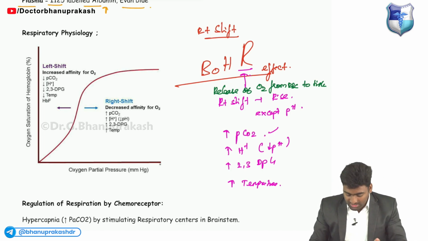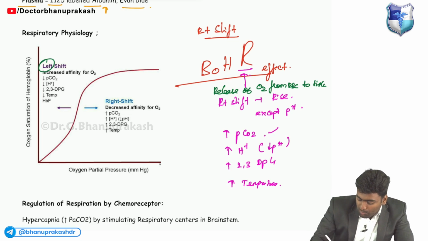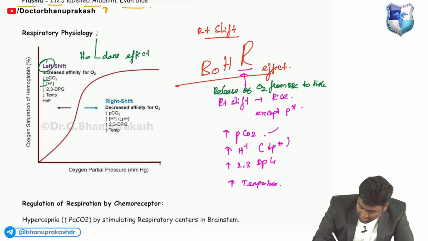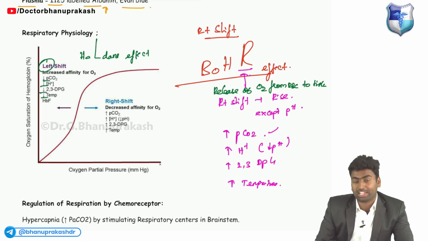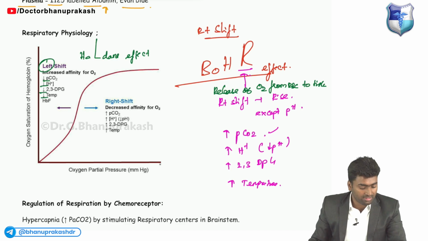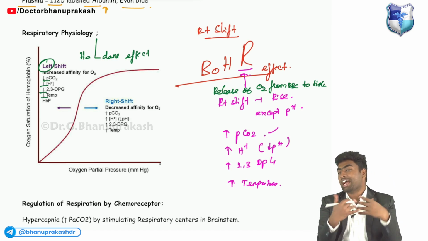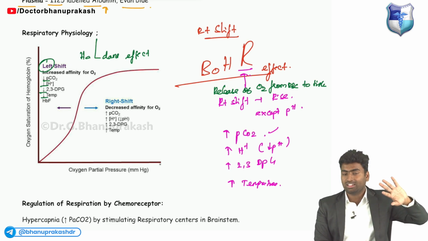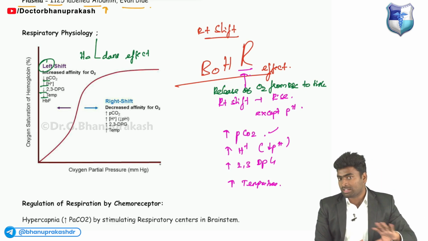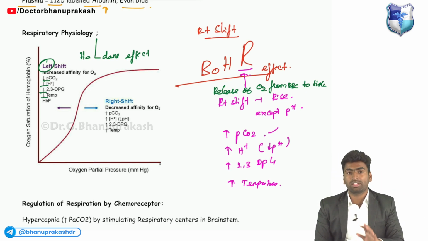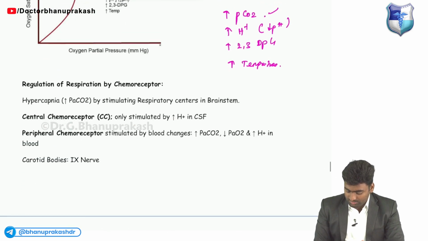Whereas it is the opposite of left shift. It is known as the Haldane effect. And in the Haldane effect, everything will decrease except your pH. Except your pH, everything will be decreased. Just remember these two concepts. If they ask you, all of the above are seen in right shift, all of the above are seen in left shift, except, you should answer accordingly. Okay, next one.